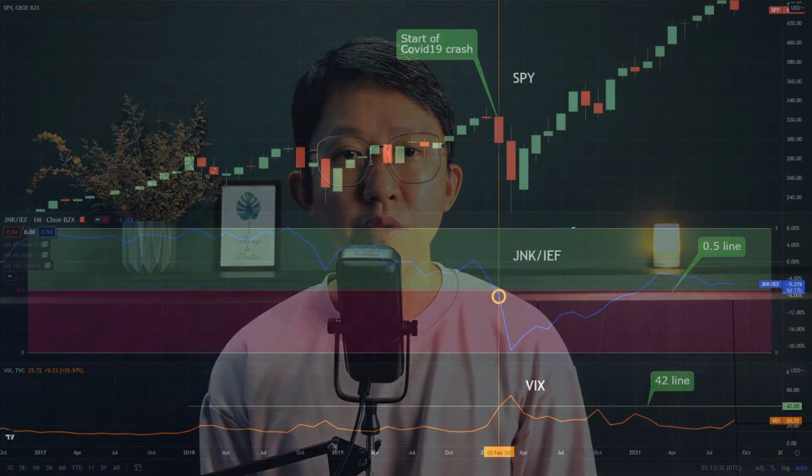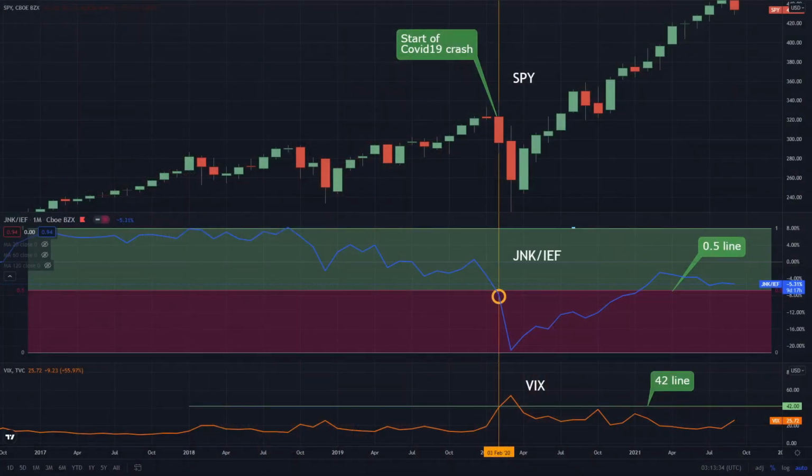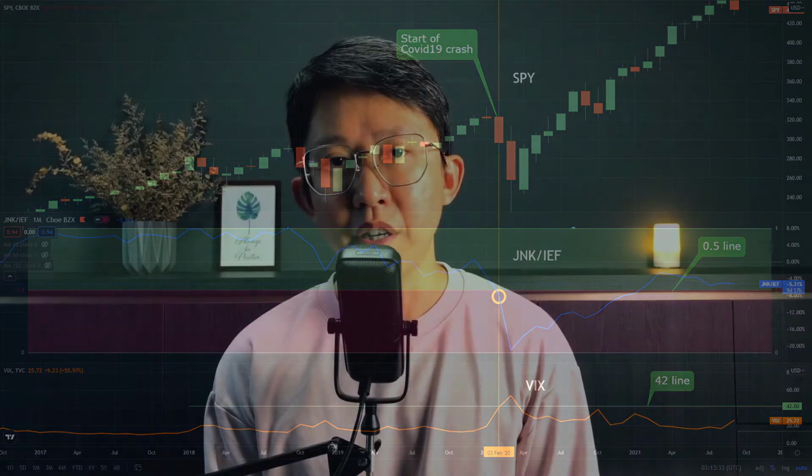Now if I include VIX that we talked about earlier in this video into this graph, it becomes vivid that when VIX shoots above 42 and JNK over IEF falls below 0.5, something seems to be brewing in the market. Currently, JNK over IEF ratio is above 0.5, meaning a risk-on sentiment, and we continue to monitor it closely.